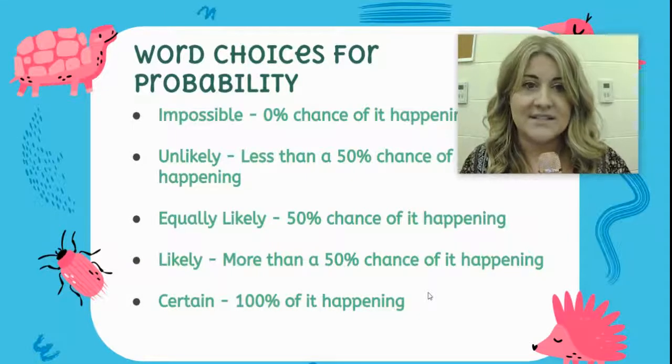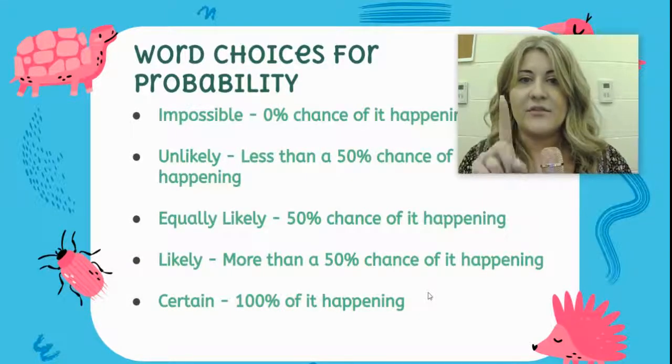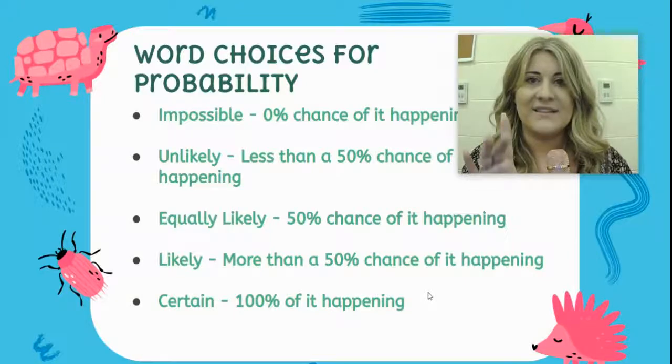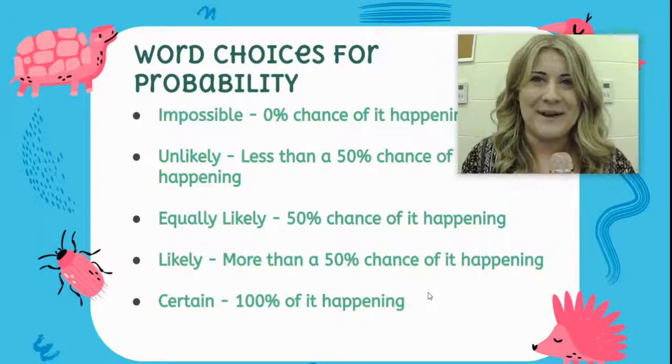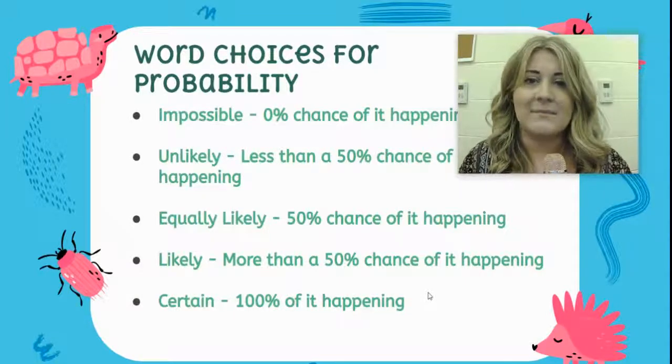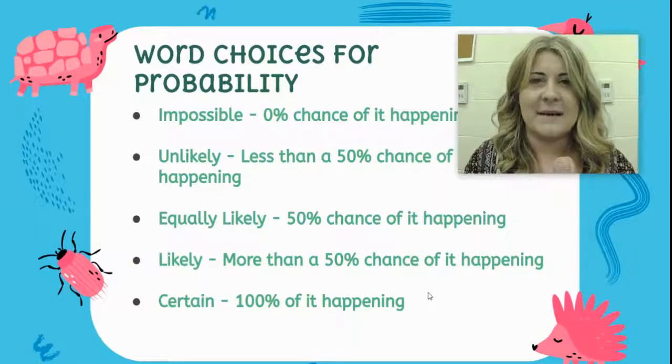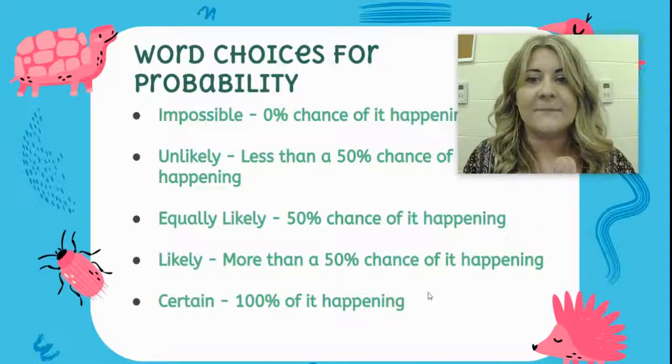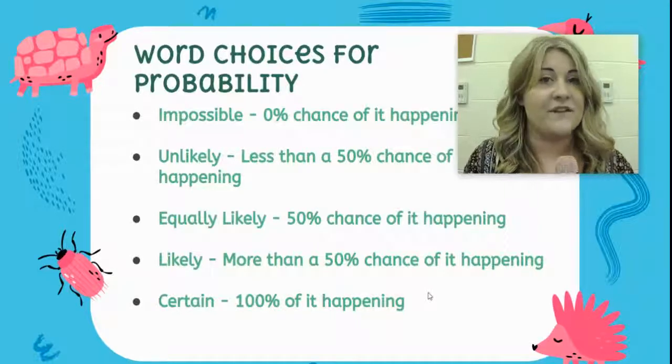Which brings me to our choices. Okay, our word choices for probability. The first word is impossible. That means there's a 0% chance of it happening, okay? Unlikely means that there's less than a 50% chance of something happening. That was our first example with the pink circles. That was unlikely.